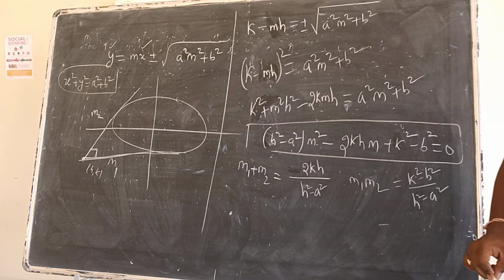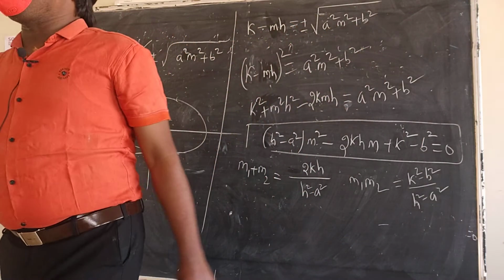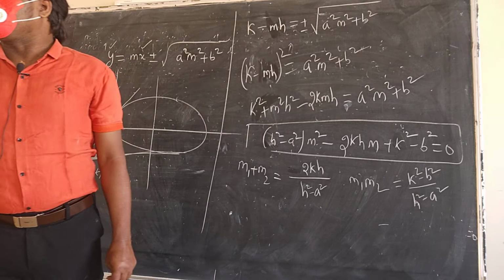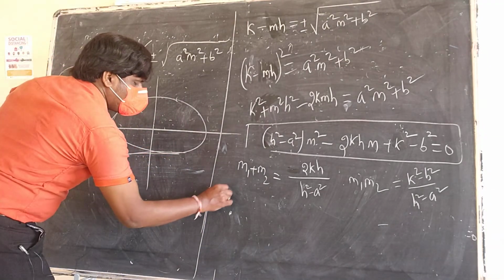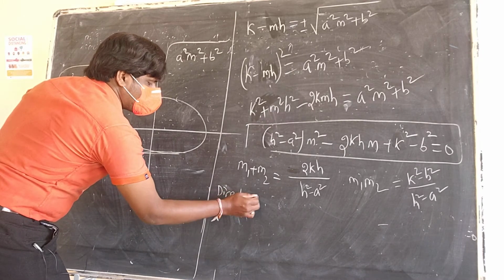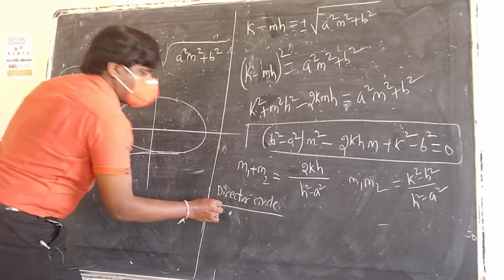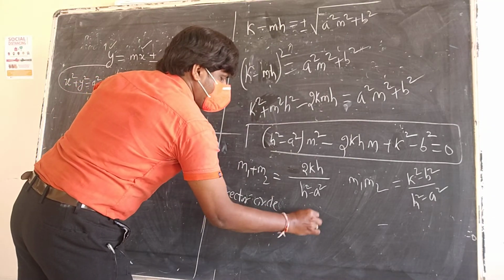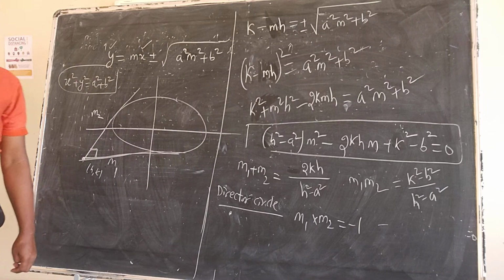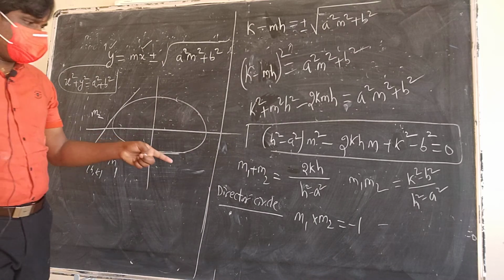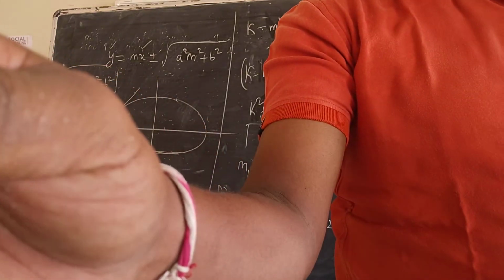Okay. Then what is the director circle rule? m1 into m2 equal to minus 1. What is the condition for director circle? m1 into m2 is equal to minus 1. So if I substitute this, I am going to get the answer. Please note down, I will explain.